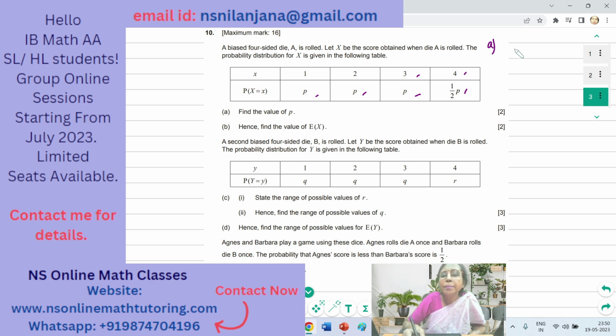Let me write the answer to subpart A over here. We know that the sum total of all the probabilities will be equal to 1. So P plus P plus P plus half P is equal to 1. P plus P plus P is 3P, 3P plus half P is 3.5P, or 7 over 2 P is equal to 1. Therefore, P is equal to 2 over 7.